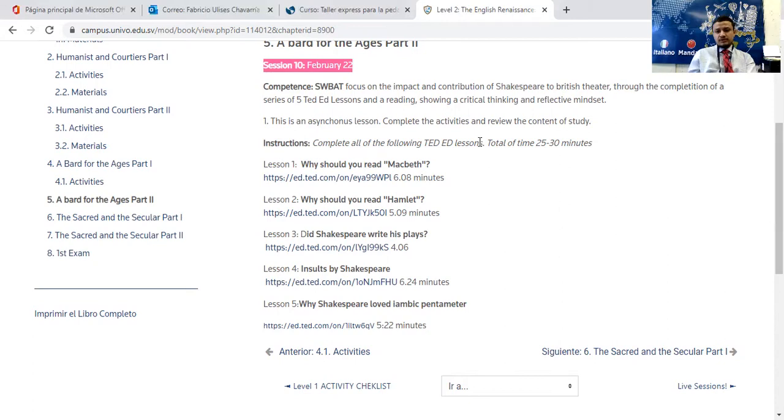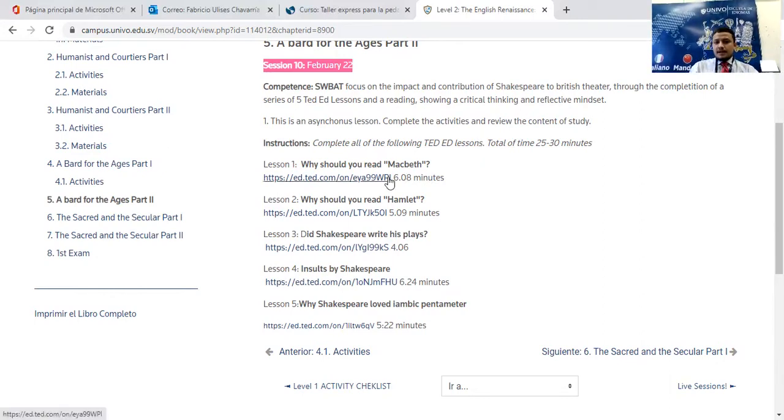For this lesson, it's going to be quite different. I designed this lesson in a way that you have interaction with a TED lesson. And you're not going to have only one interaction, but 5 interactions. All of them are related to William Shakespeare. So make sure you complete the tasks in order. You have lesson number 1, number 2, number 3, number 4, and number 5.